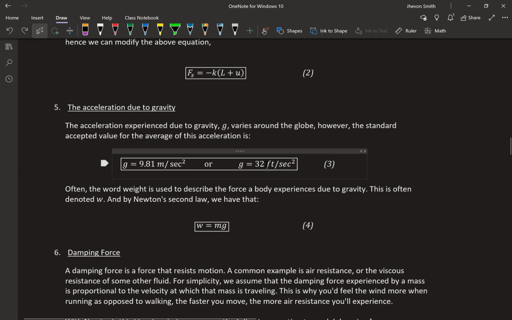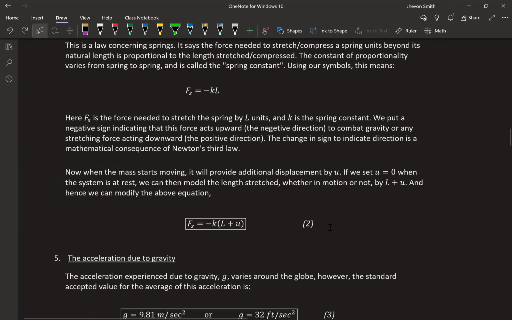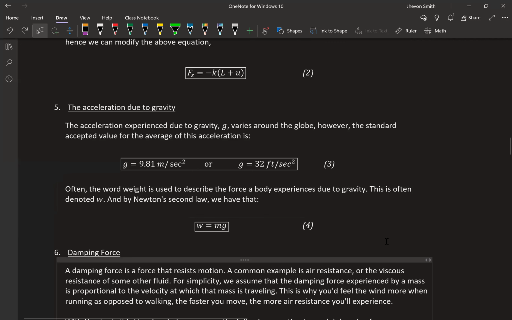I do also expect you to remember the acceleration due to gravity. That is 9.81 meters per second squared, or 32 feet per second squared in empirical units. The acceleration due to gravity is experienced differently depending on where you are on the globe, but that's the standard accepted average. Of course, by Newton's second law, weight equals mass times gravity, because weight is a measure of force, mass times the acceleration due to gravity. So F equals ma is equivalent to saying weight equals mass times gravity. That I expect you to remember. And by the way, I'm naming these equations. That one happens to be equation 4.